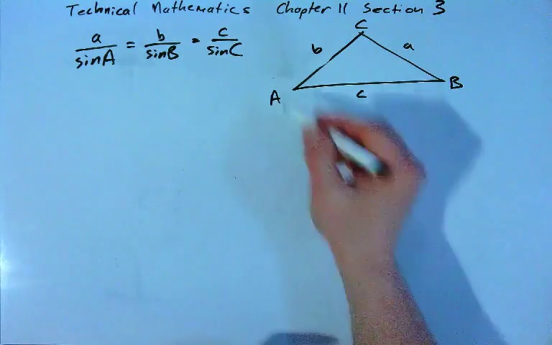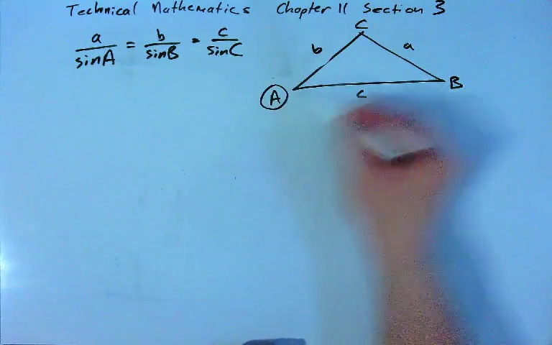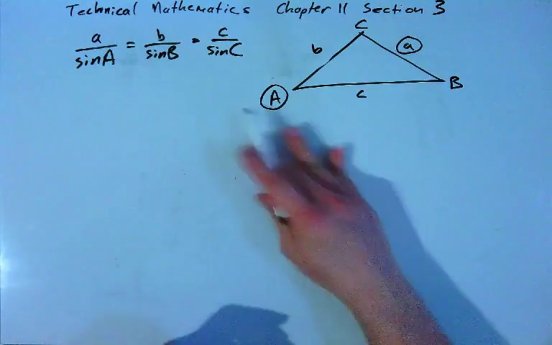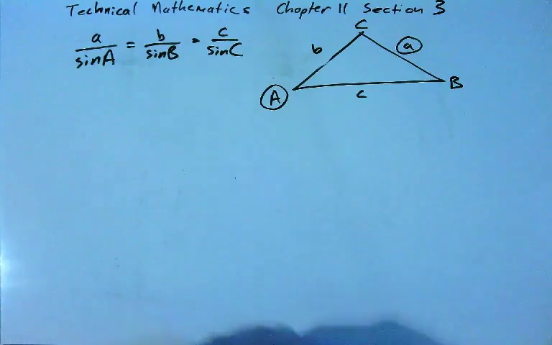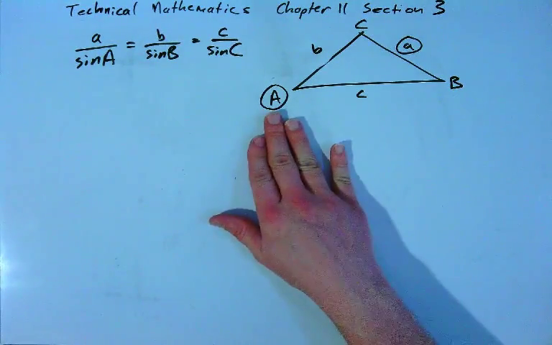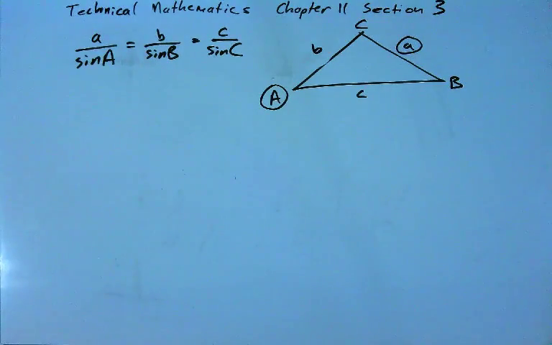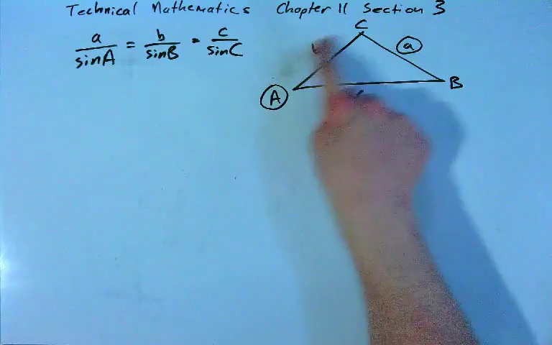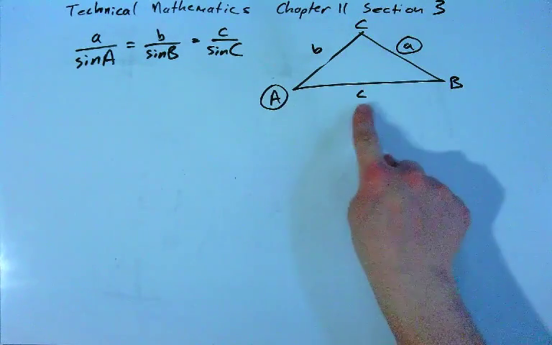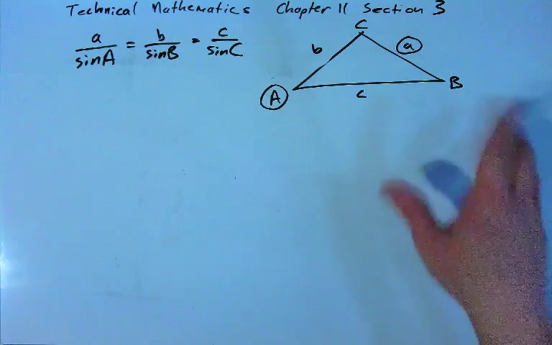So for the law of sines, we needed to know at least one angle and the side opposite of that angle. It doesn't have to be A. It could have been angle B and side B or angle C and side C. I'm just using A here as an example. So we needed to know an angle and the side opposite that angle, and we needed one more piece of information, either another side or another angle.